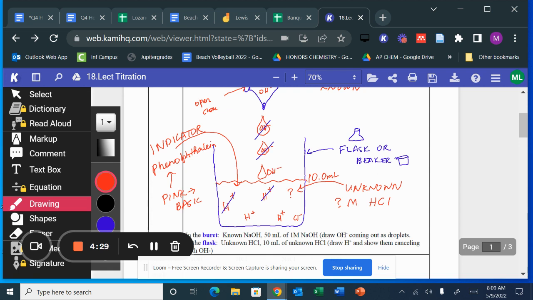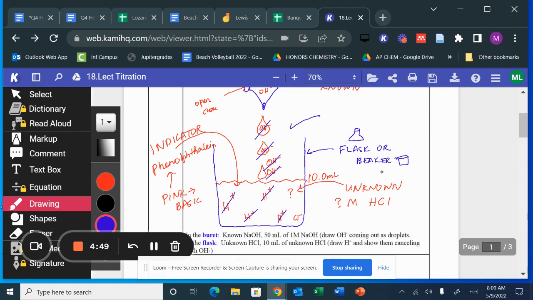Okay, and you're going to need 2 more. Say there's 2 more. Okay, so this OH will match this one. This will neutralize this one. Okay, and so what happens here, you have equal moles.